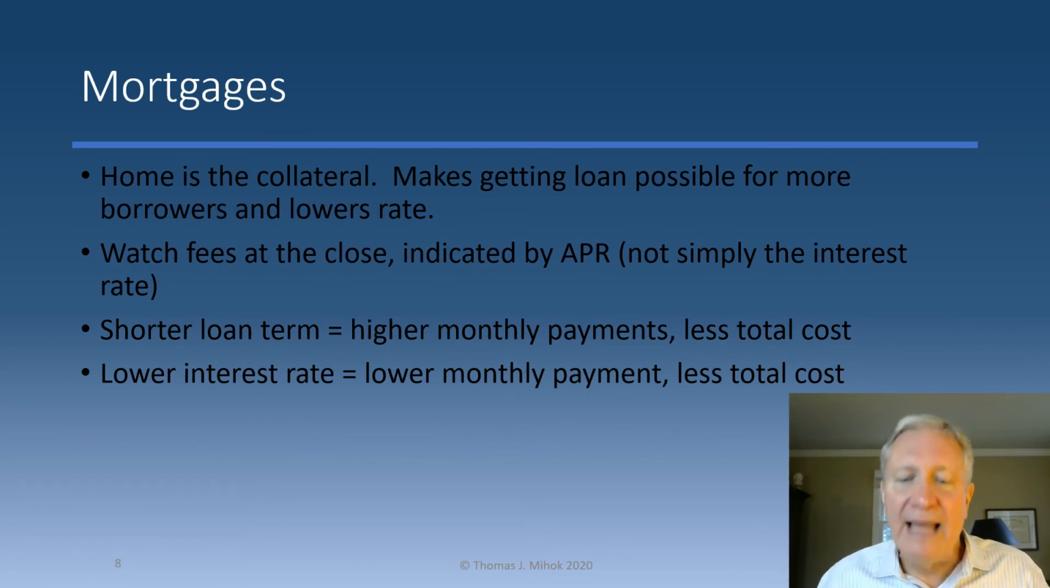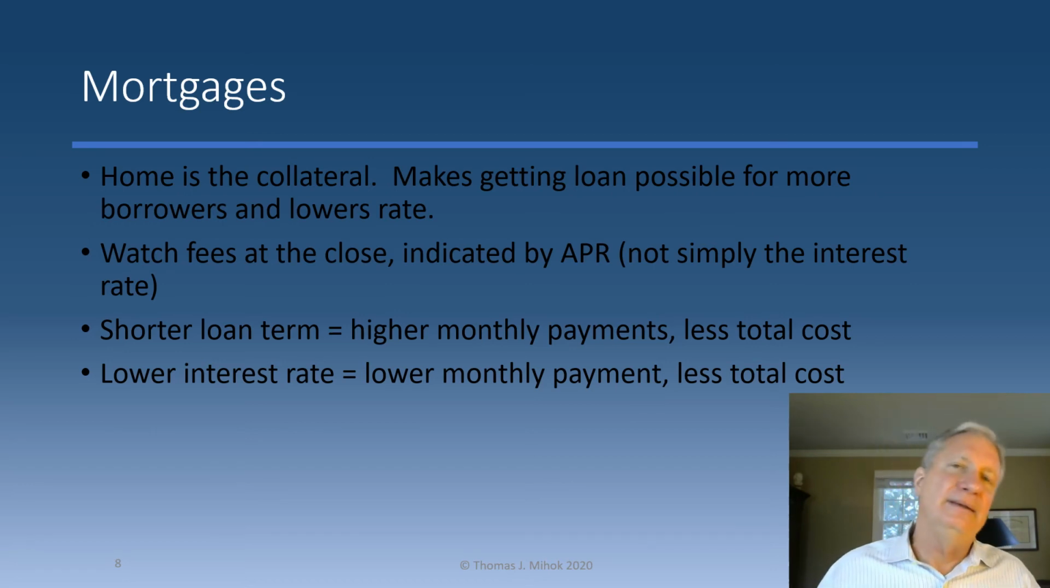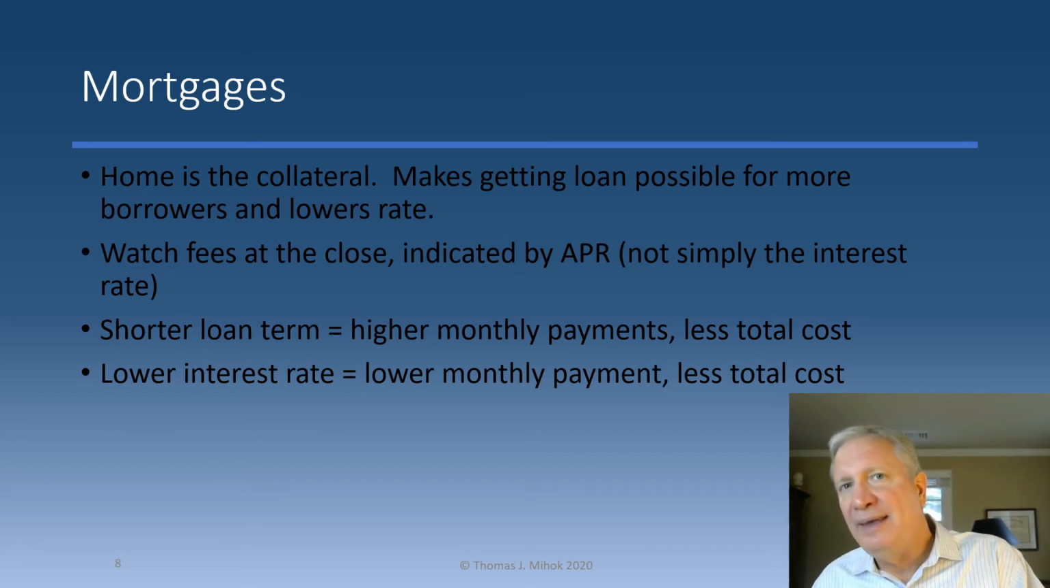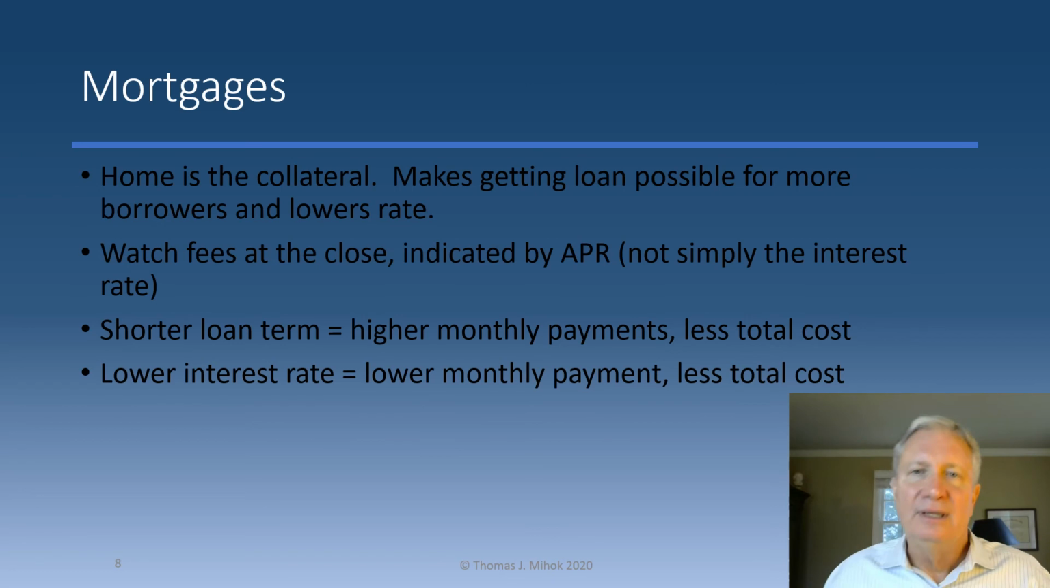Your home is collateral, which means that the bank takes your home if you don't make a payment. Not in 1 month or two, but if you're not paying for 6 months, the bank is going to foreclose and take ownership of your home. But this makes it possible, not the foreclosure, but using your home as collateral makes it possible for more people to get loans and lowers the rate.